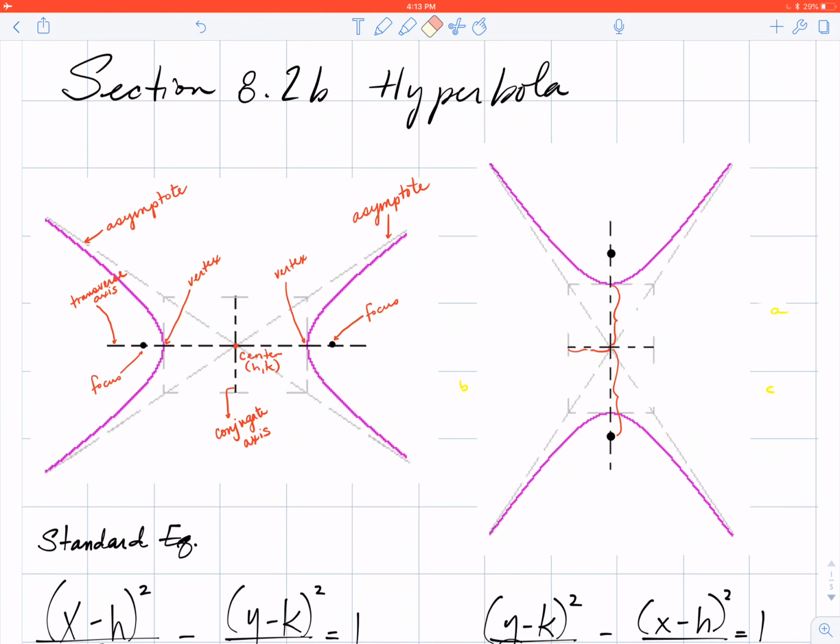Now I have three more things that I want to point out, but I'm going to do that on the other picture simply because I was running out of space. The first thing that I want to point out is distance a. This is the distance from the center to the vertex. And then I have distance b. This is the distance from the center to the end of the conjugate axis. And lastly, distance c from the center to the focus.